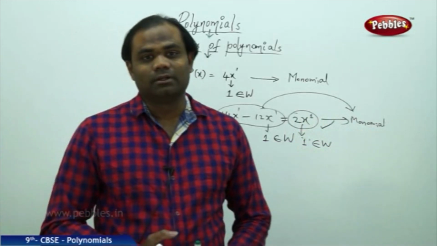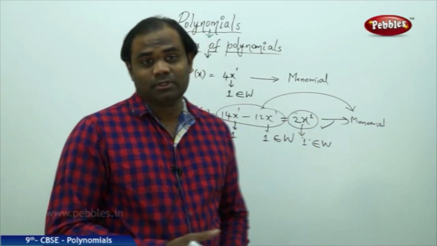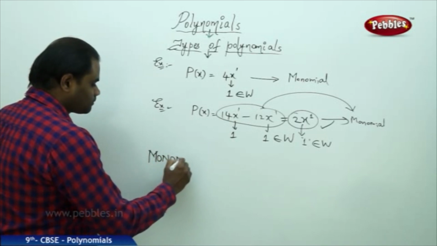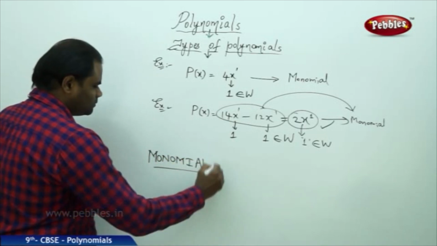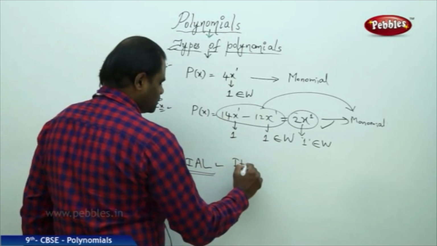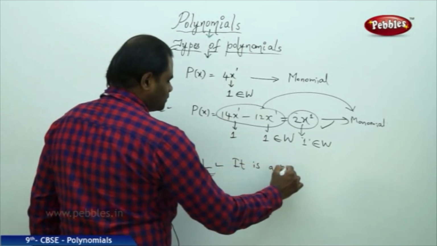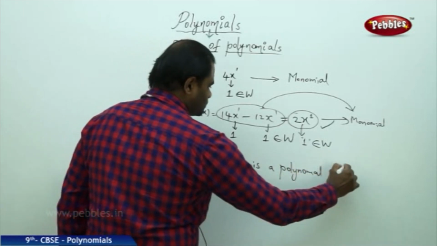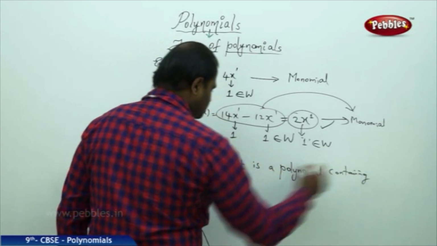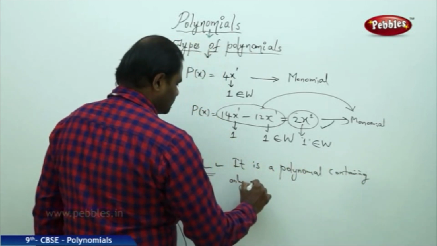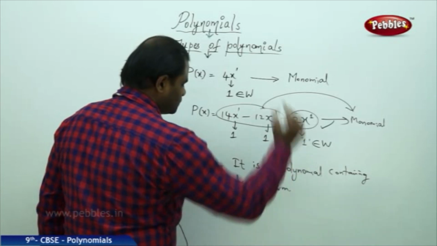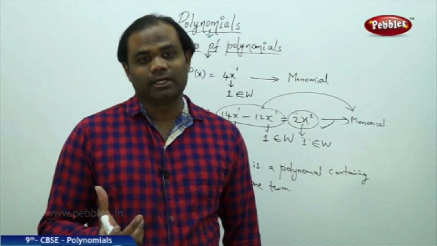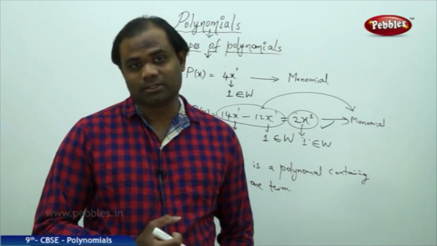Monomial is a polynomial which consists of only one term. So here I have the learning outcome which says: monomial, it is a polynomial containing only one term. This is how we define the monomial, a polynomial with only one term.